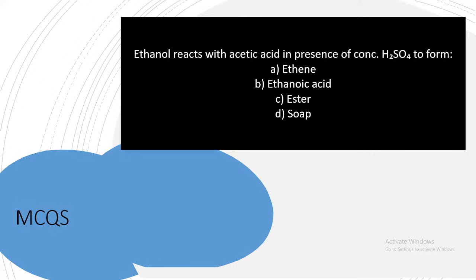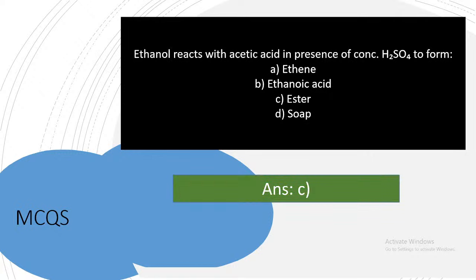We are having a mixture of B and C. So let's see. Option C, those who have said ester, that is the correct option. You can get an ester by the reaction of ethanol plus acetic acid, and in presence of sulfuric acid you'll always get an ester. So how do you identify an ester? COO, that's the functional group for ester.